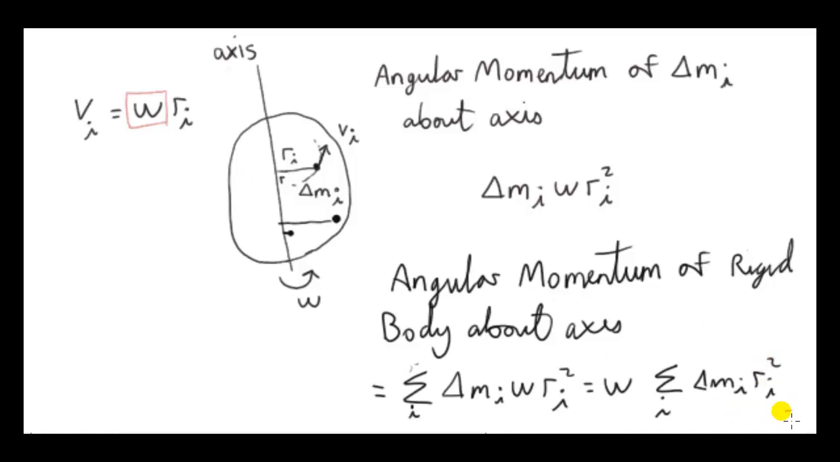And notice what we're left with. This quantity here we've seen before. It's the sum of the products of all the masses of the particles with the square of the distance to the axis. That's known as the moment of inertia of the entire body about this particular axis. Of course, it depends on the axis that we are talking about. Angular momentum only makes sense with reference to a particular axis. We can't just say the angular momentum of the body in general. We have to refer to a particular axis. For a different axis, we'll have a different angular momentum.